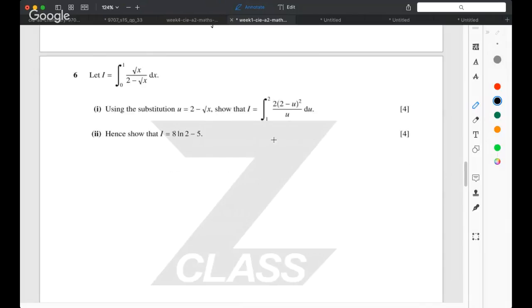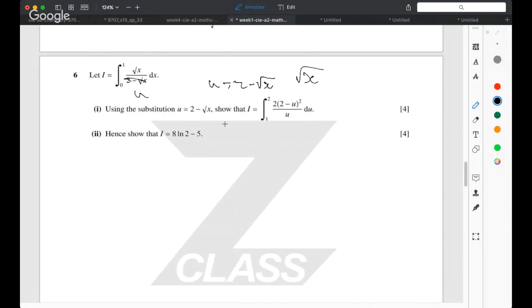Okay, so first of all, the bottom part of the entire thing just becomes u. So that's u. So then u is equal to 2 minus square root of x, and we have square root of x, which means that it has to be, so to get x alone, you have to do what?